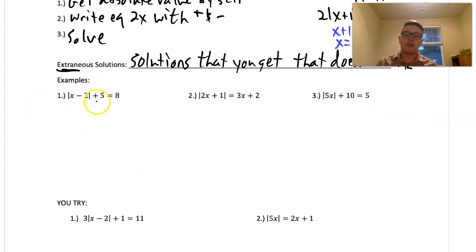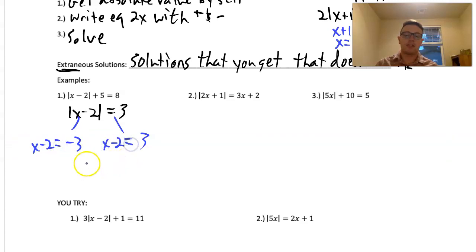For this, what do we need to do? We need to get the absolute value by itself, so we'd subtract 5. We'd be left with the absolute value of x minus 2 is equal to 3. From here, we split this up into 2 equations, one with a positive 3 and one with a negative 3. We'd be left with x minus 2 is equal to negative 3, and x minus 2 is equal to 3. Add 2 to both sides, we'd get x is equal to negative 1, and x is equal to 5.